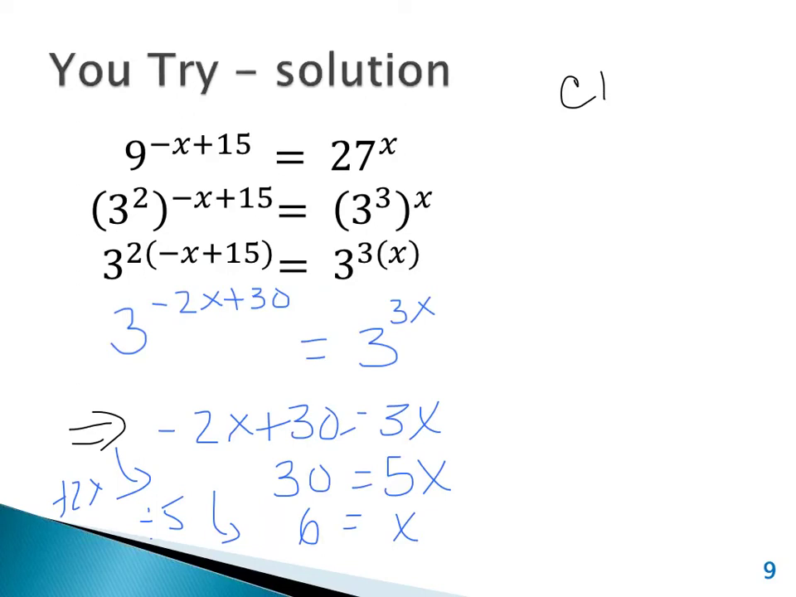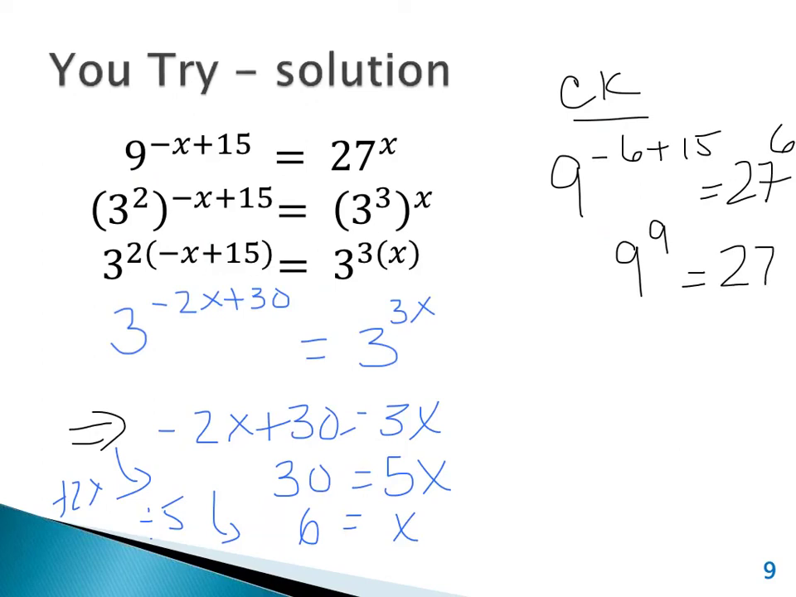Let's check that. For this one, you might want to write it down. 9 to the negative 6 plus 15, is that equal to 27 raised to the 6? So 9 raised to the 9th power, is that equal to 27 to the 6? And that's the question we're trying to answer. Now you've got 2 options. You can keep going and simplifying this, making like bases of 3, or you can just use your calculator, because on the gateway exams, remember, you're going to have a scientific calculator to use. So find 9 raised to the 9th power and 27 raised to the 6th power, and do you get the same answer?